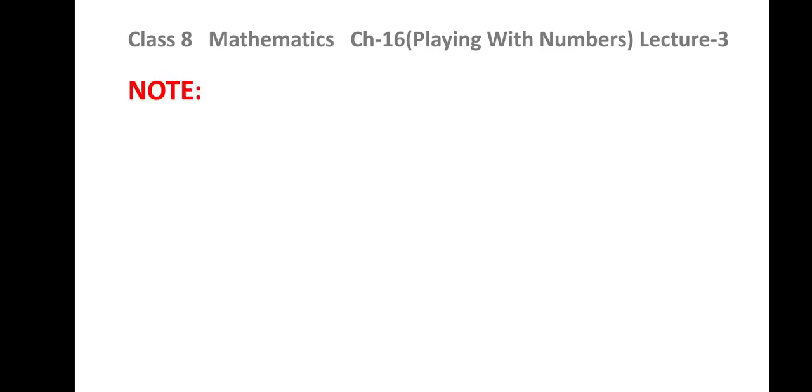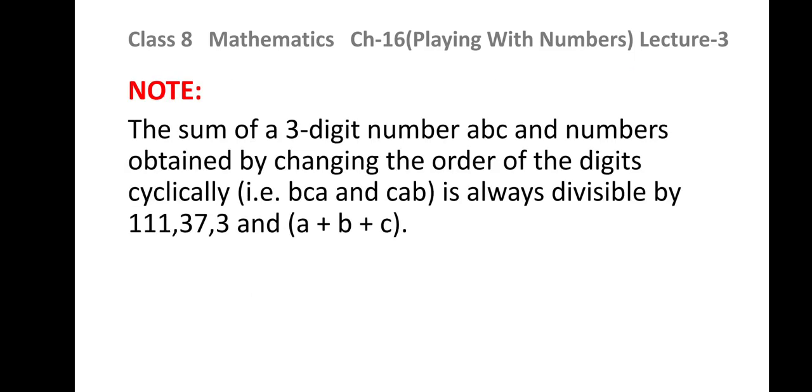So the direct result which is to be used in the questions is: the sum of a 3-digit number ABC and the numbers obtained by changing the order of digits cyclically, that is BCA and CAB, is always divisible by 111, 37, 3 and the sum of the digits, that is A plus B plus C.